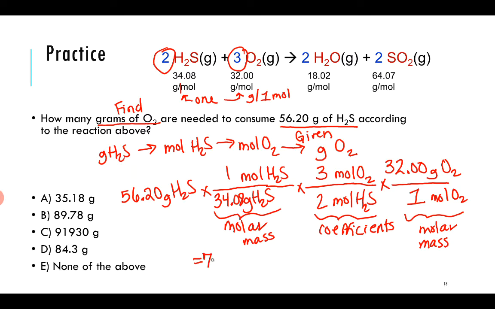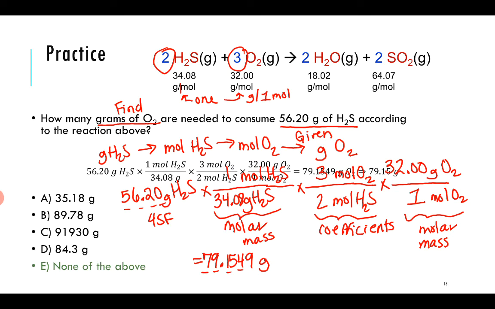That is 79.1549 grams. I'm given 1, 2, 3, 4 sig figs. So I need 1, 2, 3, 4 sig figs. Did I type something in wrong? Let's find out. Nope, I was right. The answer was none of the above. So that should have rounded to 79.15 grams.